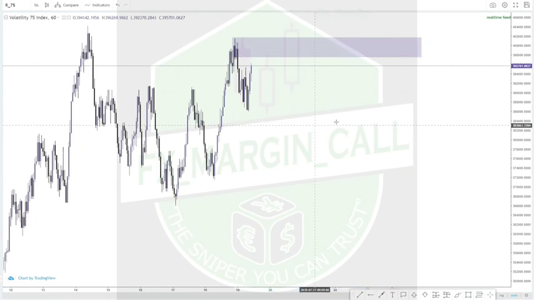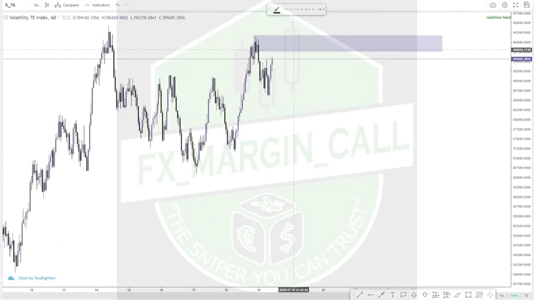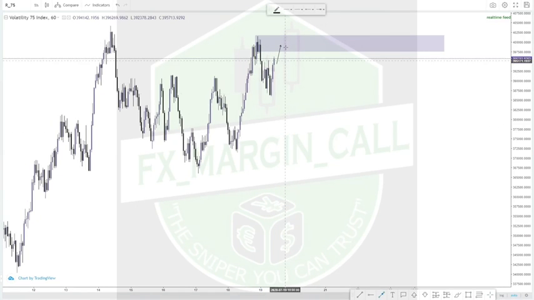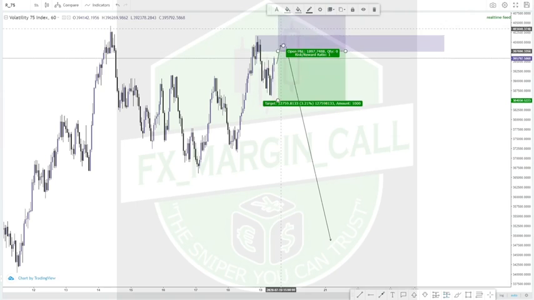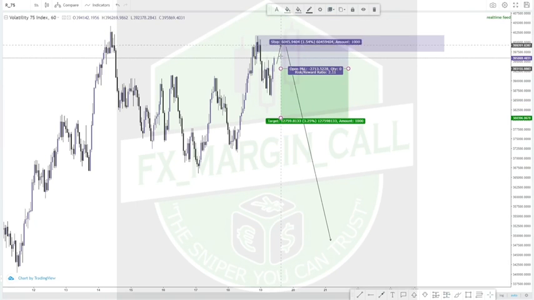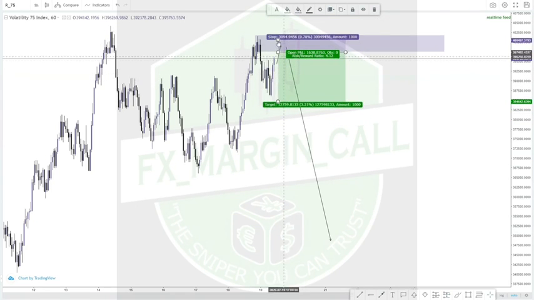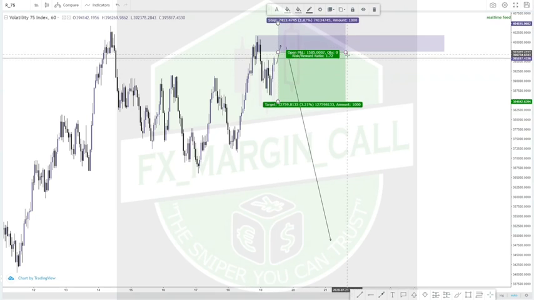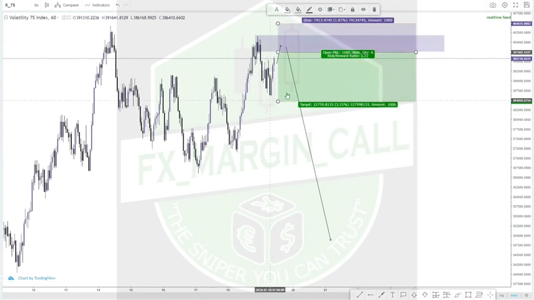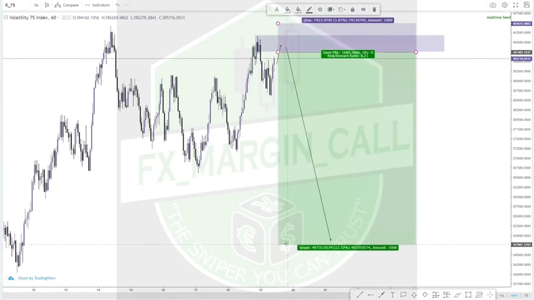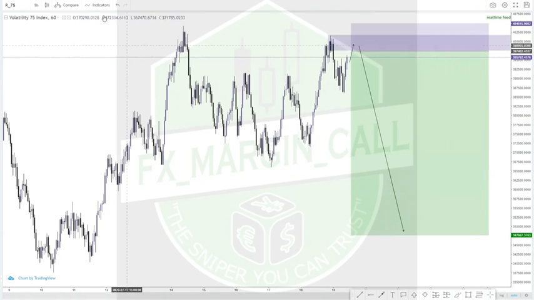So right now I'll be looking for a potential retest of this level. That's where I'll be looking for my potential short position, and then I'll push price to the downside. So my risk to reward ratio will be perfect. We'll be looking for a potential bearish reversal candlestick pattern around that area.